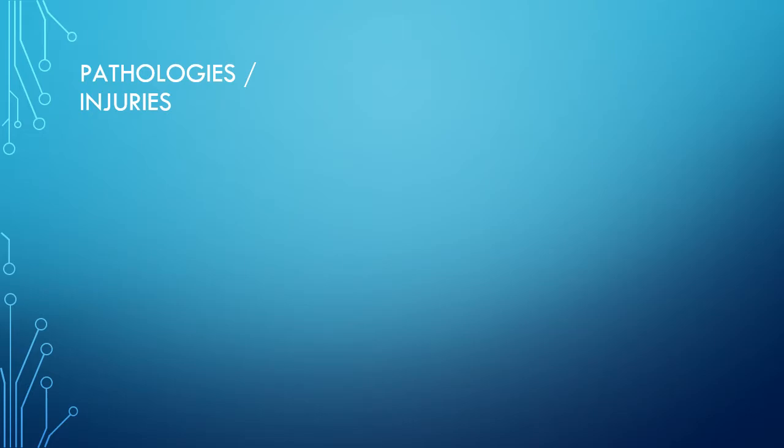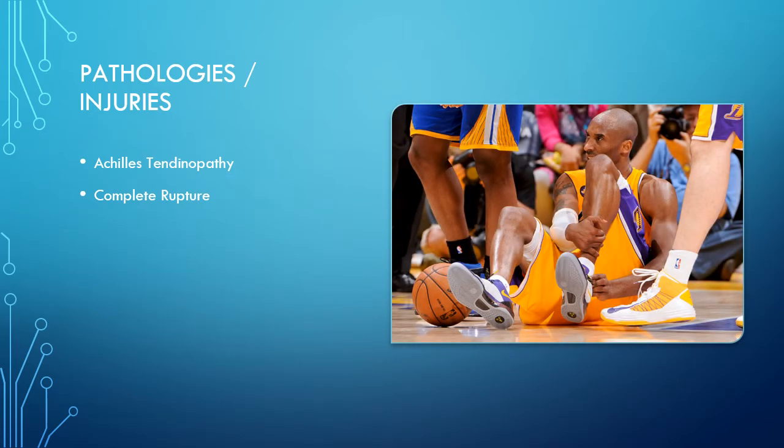So here are some of the common pathologies and injuries of the Achilles tendon, and they include Achilles tendinopathy and a complete rupture of the Achilles. And here's an image of Kobe Bryant rupturing his Achilles in an NBA game. This injury is mostly common amongst athletes and people that overly exercise.